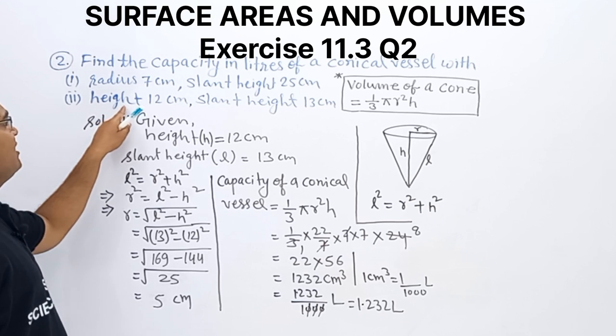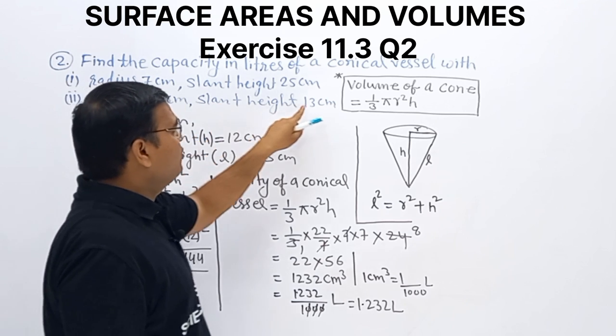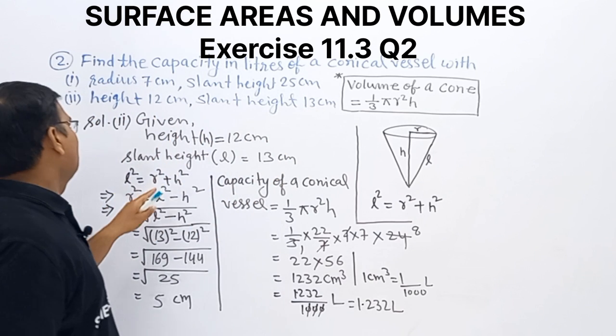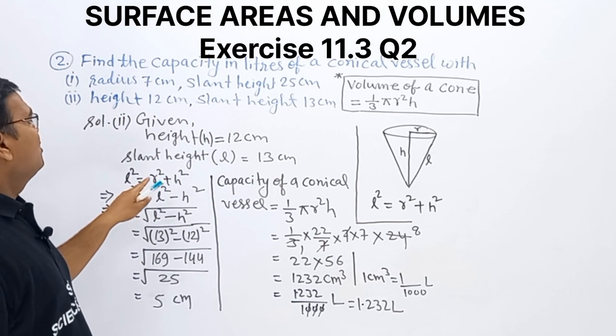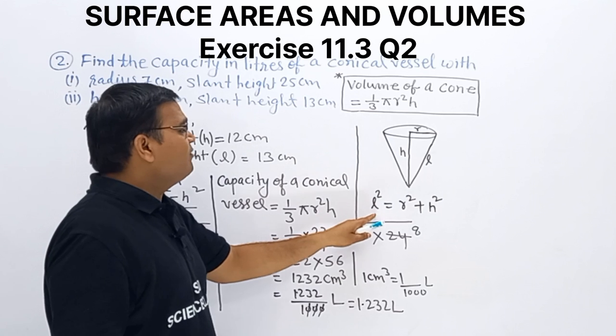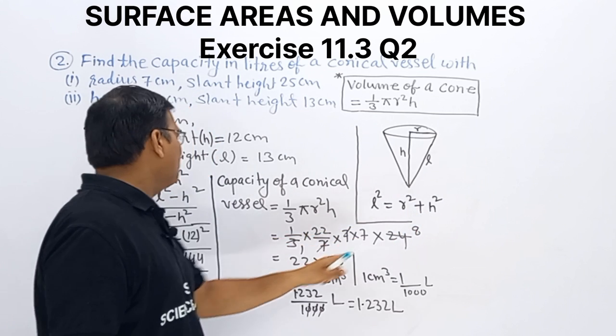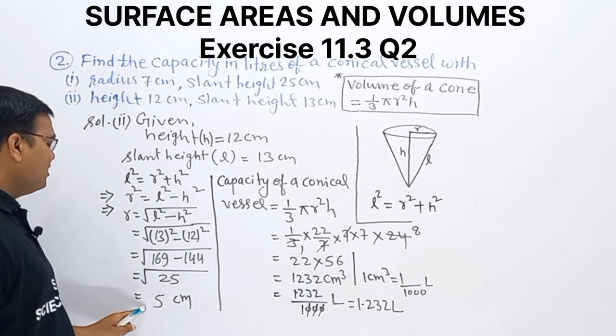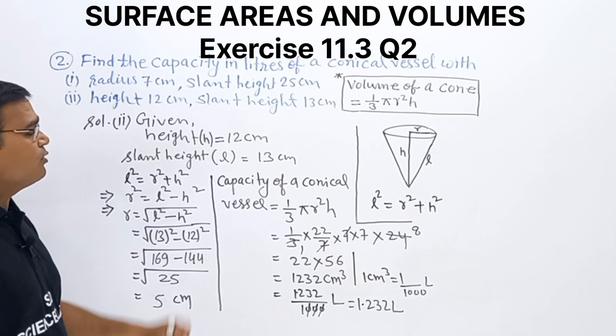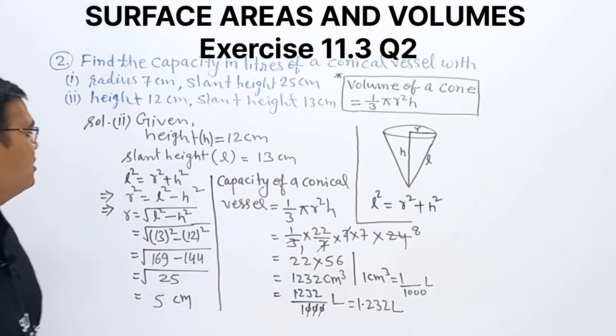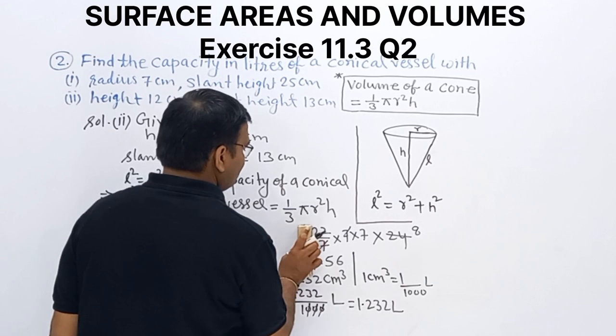Once we have height equal to 12 centimeter and slant height equal to 13 centimeter, then we require what? Radius. So again we are using Pythagoras theorem. We are putting the values and solving. We are getting radius equal to 5 centimeter. Now the capacity of a conical vessel. Solve this one.